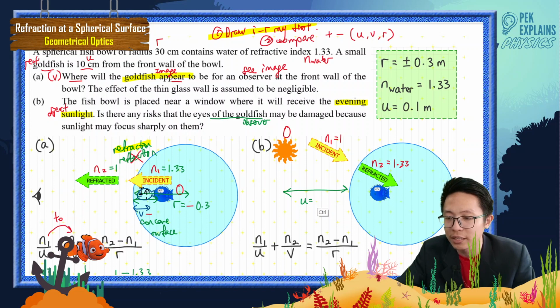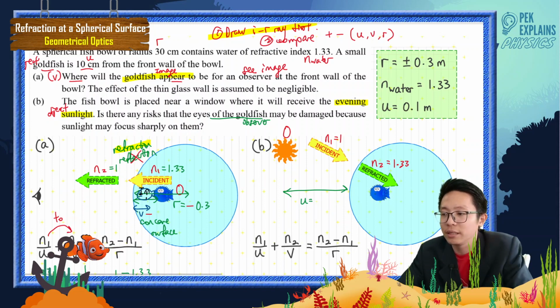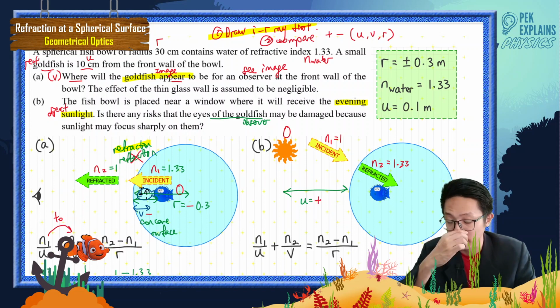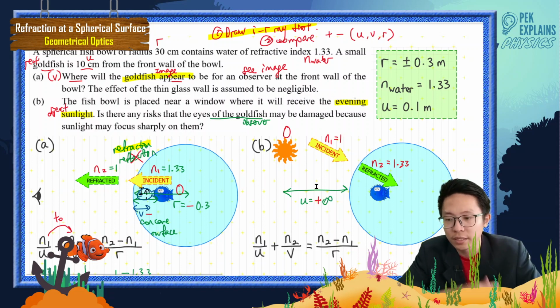Is it positive or negative? Object distance is of course positive, because the object compared with the incident ray is on the same side, and same side is positive. It is very, very far away, so we just put infinity, because it comes from very far away.